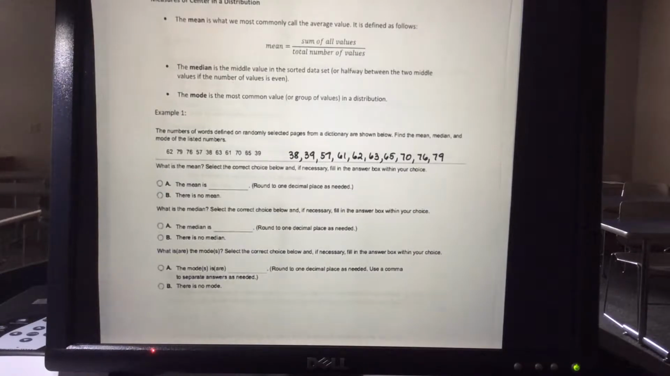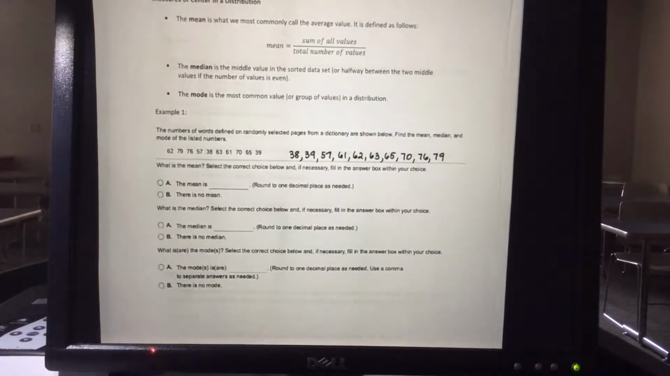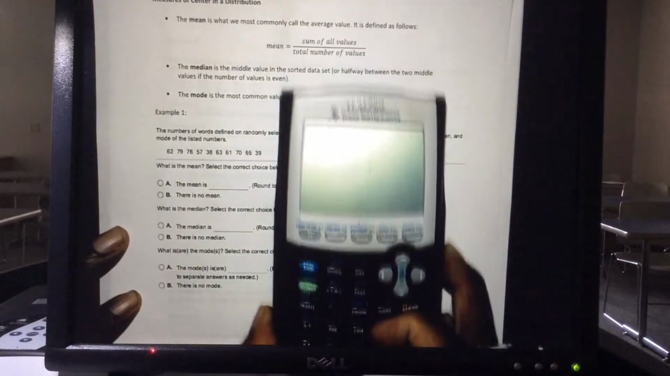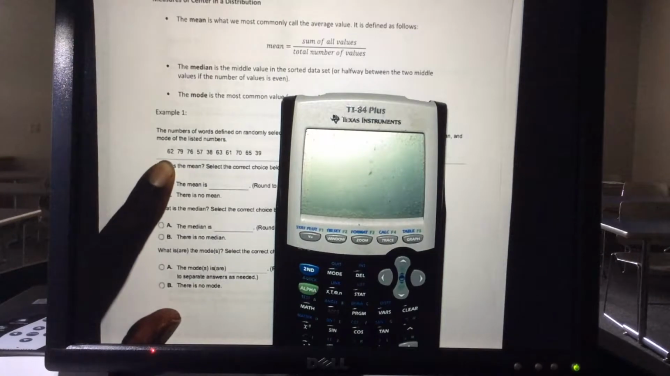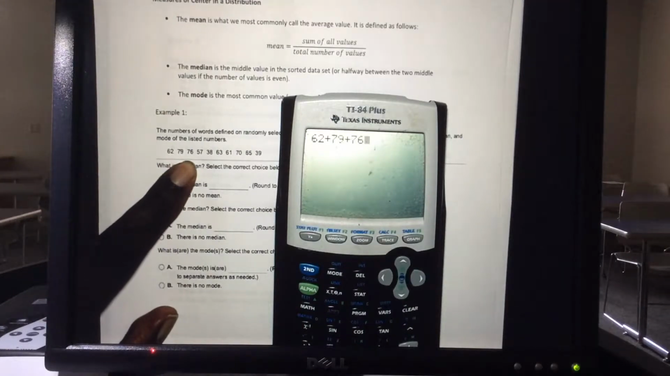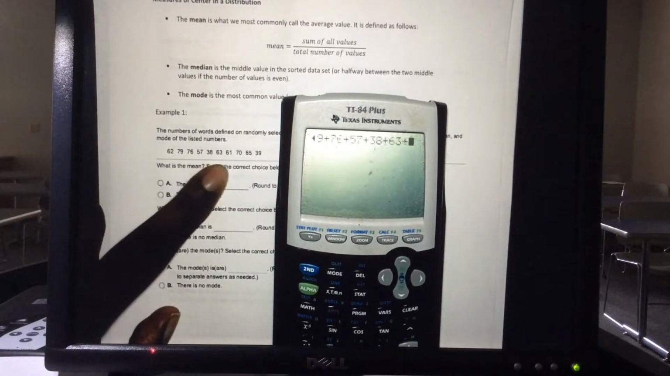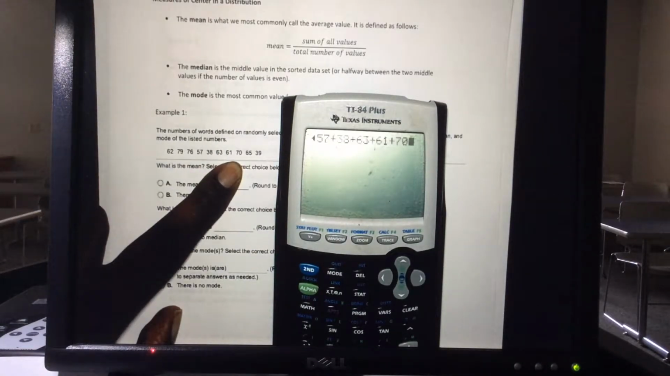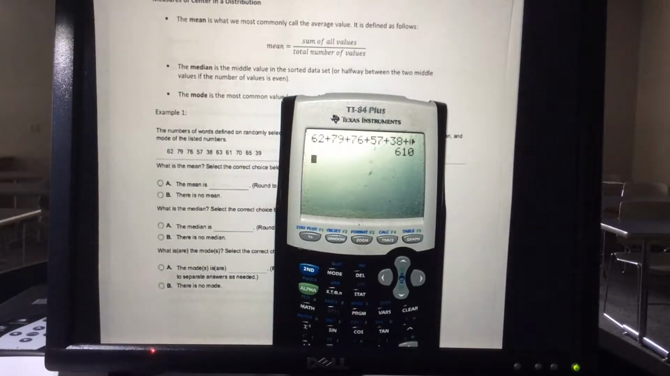And then now we're going to answer the question, what is the mean? Well, to find the mean, you have to take the sum of these data values and divide that by how many data values that you have in that data set. So I'm going to use my calculator here. And I'm going to add these numbers together, 62, 79, 76, 57, 38, 63, 61, 70, 65, and 39. If I add those together, I'll get 610.